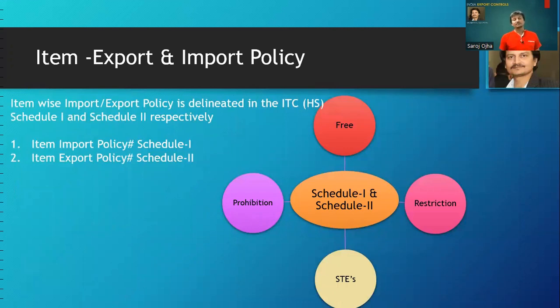STE, or prohibited. If it is free, then no license is required, but the export-import policy conditions need to be fulfilled, as stipulated in other acts or laws. Restricted: in that case, a license is required and you need to fulfill the conditions. State trading enterprises are government and non-governmental enterprises, including marketing boards, which deal with goods of export or import, where any goods imported or exported are governed through the exclusive special privilege granted to the state trading enterprise. Prohibition: not permitted to export or import.